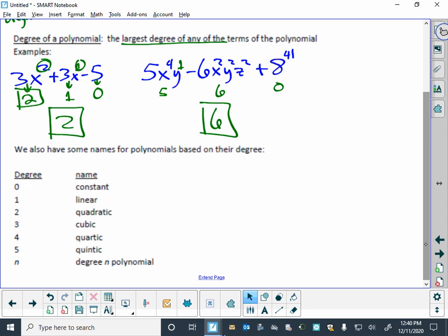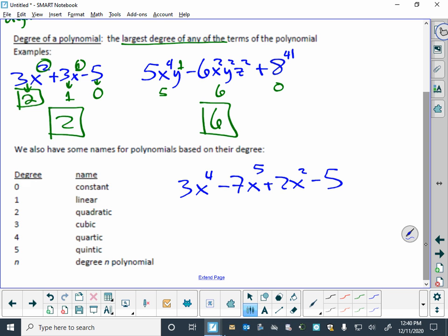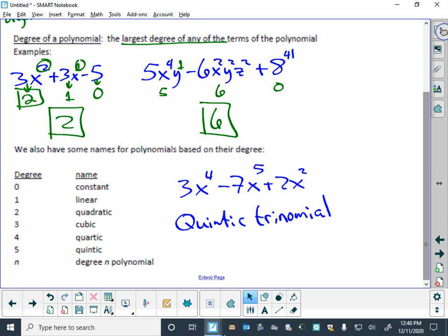So when we name something like 3x to the 4th minus 7x to the 5th plus 2x squared, I'm going to leave the minus 5 off for now. The degree here is 5, so this is a quintic trinomial. Quintic because it's degree 5, trinomial because there are three terms.